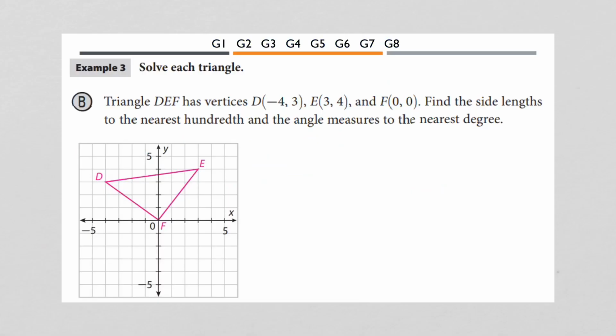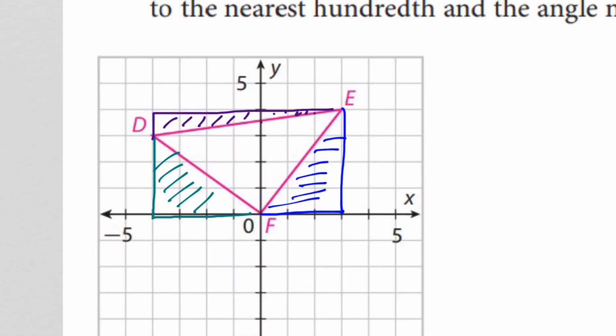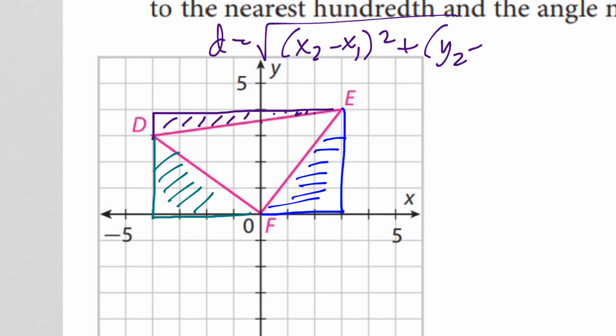Okay, this one's the one that's way tricky because none of your lines are straight, as in horizontal or vertical. But we need to find the side lengths to the nearest hundredth. I want you guys to try this one, see if you can figure it out. So pause the video here. I'm going to give you a tip. You can use the distance formula to find the lengths, or you can use the Pythagorean theorem, which is what I'm going to do to find the lengths.